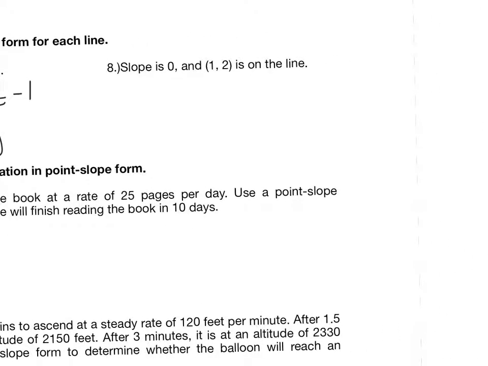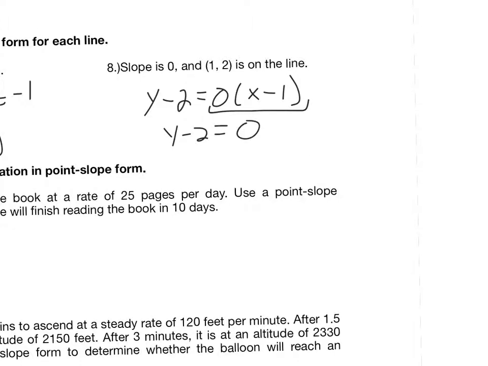Next, here we're given our slope, and we're given a point on the line. Easy. So we're given exactly what we need to write it in point slope form. So it would be y minus 2 equals 0 times x minus 1. Okay, well, y minus 2, you could leave it like that, and that would be point slope form. That's fine. Or you could recognize that 0 times x minus 1 is just going to be 0. Y minus 2 equals 0.